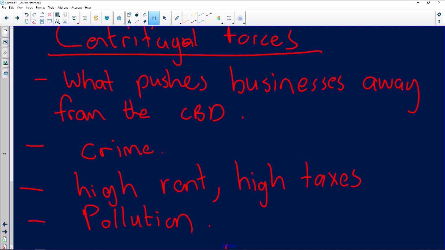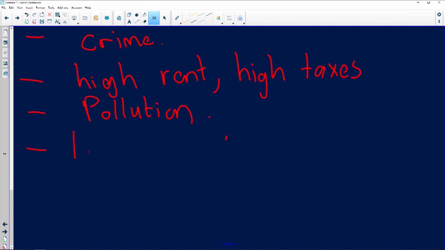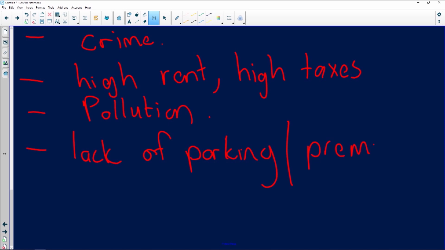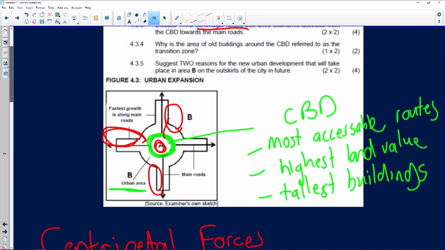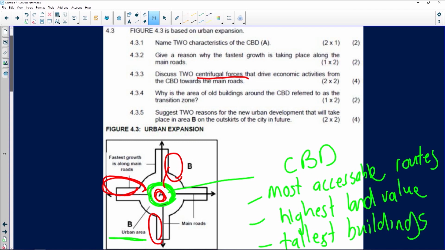And another reason, a lack of parking, like I've mentioned. And in the same line, we can say lack of premises. All of them are occupied. So a massive concern that we experience in the CBD, and congestion, we already touched on it. So coming back to my question, it says, discuss two centrifugal forces that drive economic activities away from the CBD towards the main roads. So I've mentioned it.